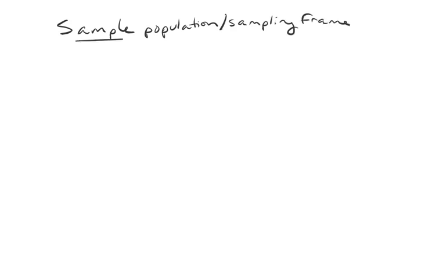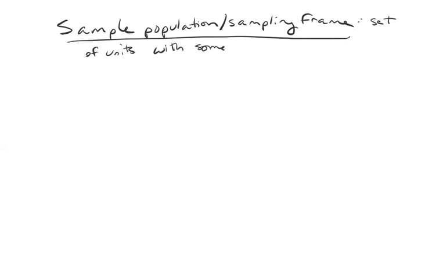The sample population or sampling frame is the set of units that have some chance of ending up in your data set based on the way you're collecting your data. So it's the set of units with some chance of being included in your data set.